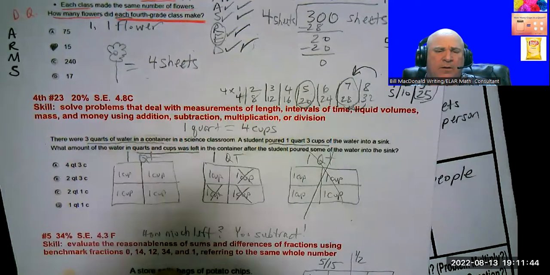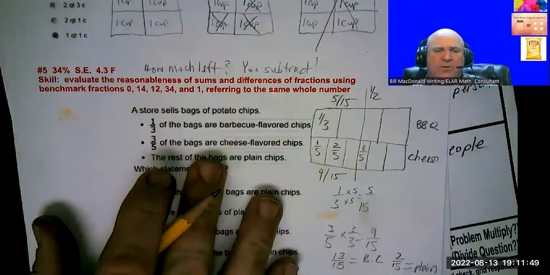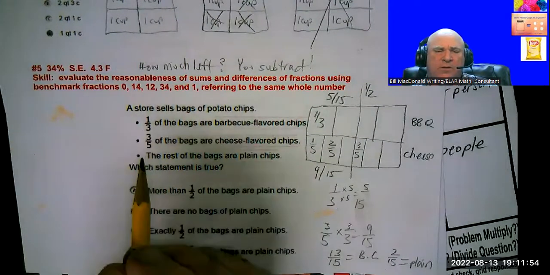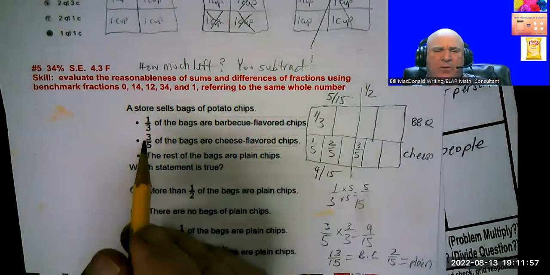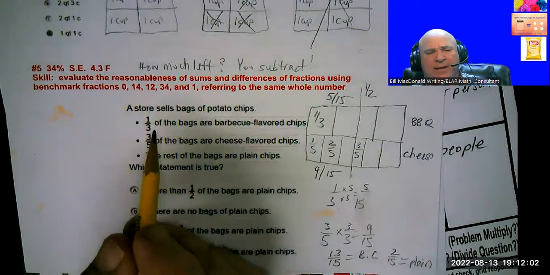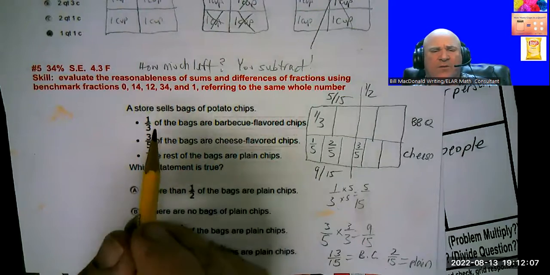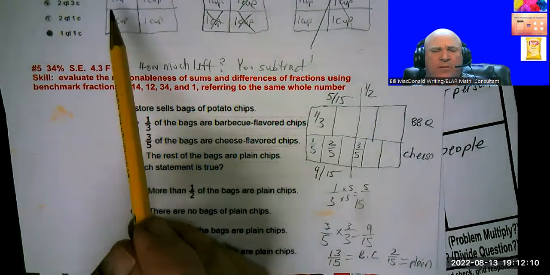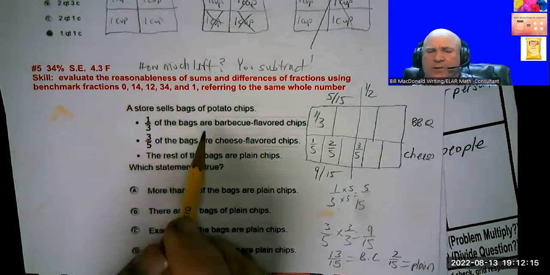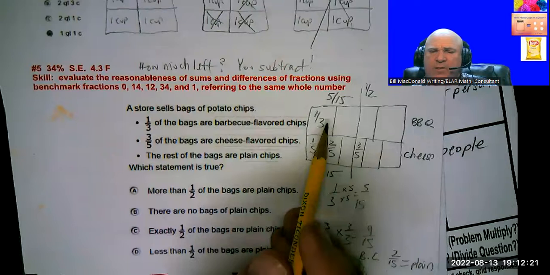I am done. The last one was probably the most difficult because many kids do not know how to subtract or do comparisons when the fractions of 2 or 3 different numbers have denominators that are not the same. A store sells bags of potato chips. 1/3 of the bags are barbecued. So I divided a rectangle into thirds so I could imagine a picture. 1/3, 1 out of these 3 parts is barbecue.